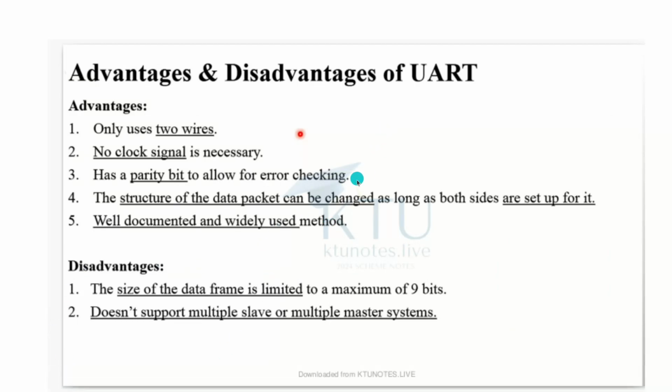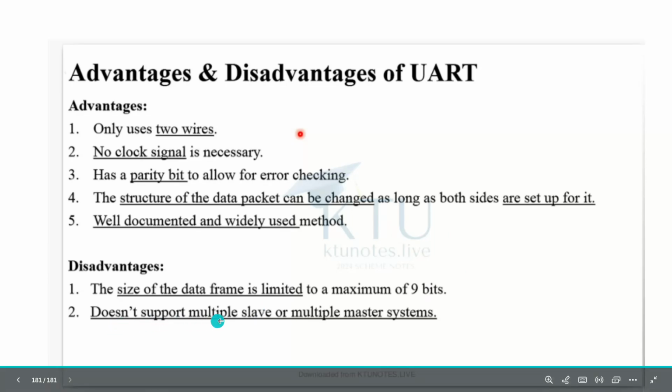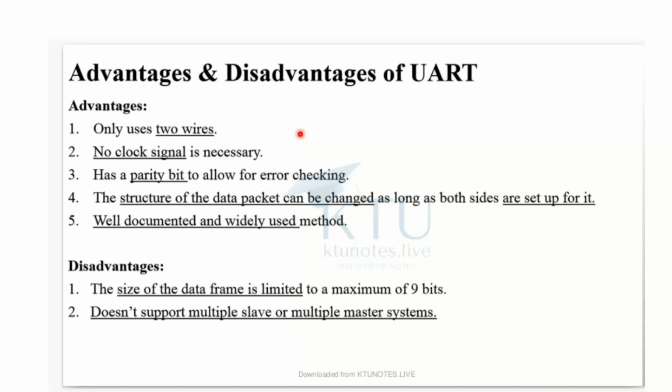So there is a parity bit check for errors, only 2 wires are there, you can change the data packet structure also, and it is the most widely used method. There is no clock signal needed. The disadvantage is that the size of the data frame is limited, maximum 9 bits, that is, I told you 5 to 8 bits, maximum 9 bits are there, and it doesn't support multiple slave or multiple master systems.